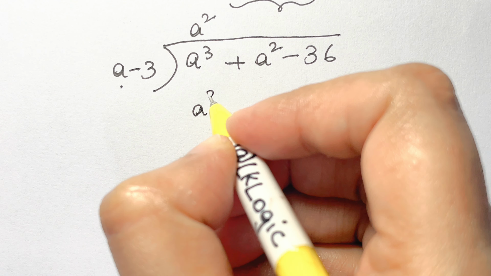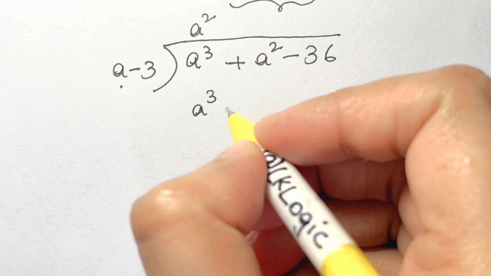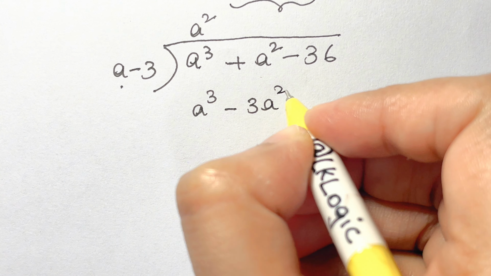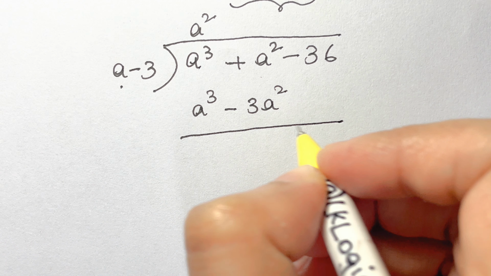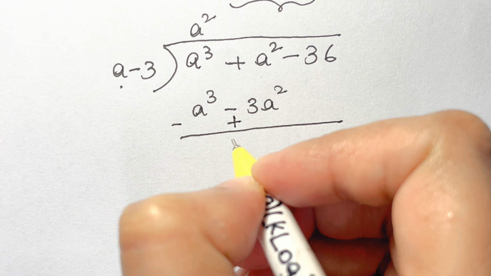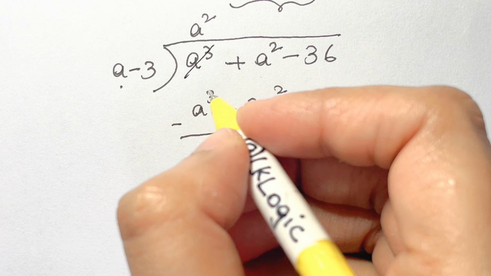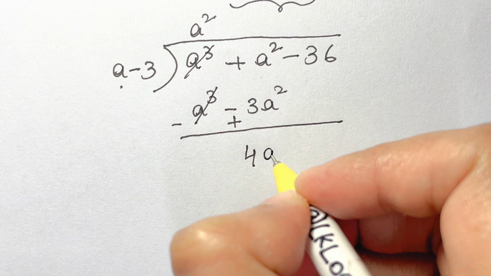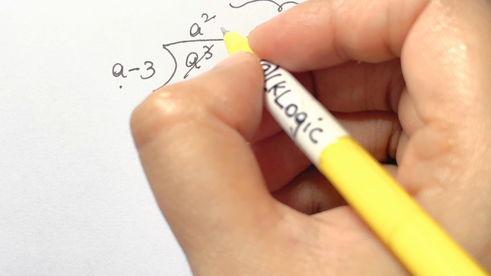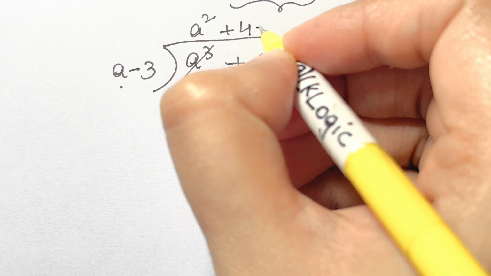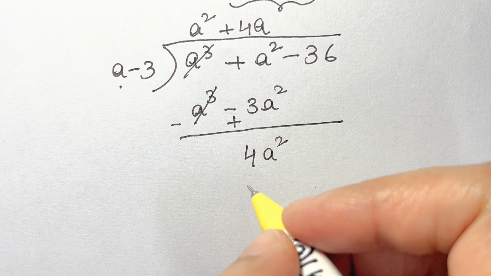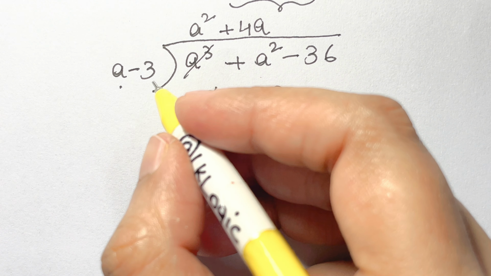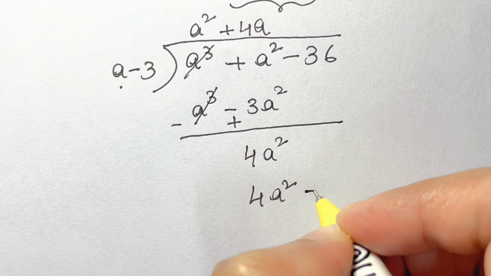So we get a cube, and we don't have to forget to multiply with negative 3. So negative 3a squared. We always have to keep that in mind. Now we'll change the signs so that we can subtract a cube minus a cube. That brings it to 0, and 3a squared plus a squared gives us 4a squared. Then we can simply multiply with 4a to get 4a squared. So we get 4a squared, and don't forget to multiply with negative 3. So we'll get negative 12a.